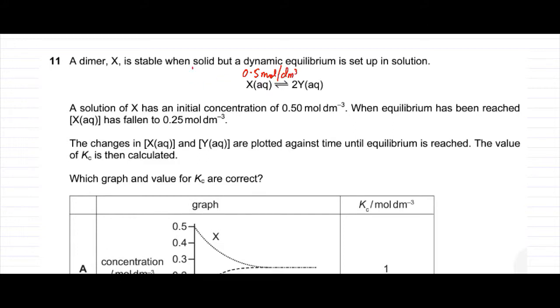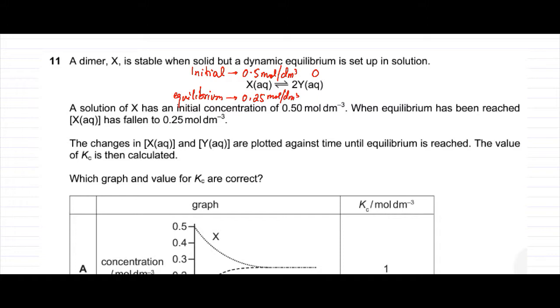So this is my initial concentration. That's given, and there is no Y produced, so Y is initially 0. So that's the initial concentration, and when equilibrium has been reached, X has fallen to 0.25 mole per dm cube. So the equilibrium concentration of X is 0.25 mole per decimeter cube.